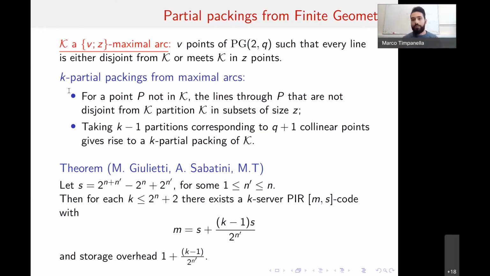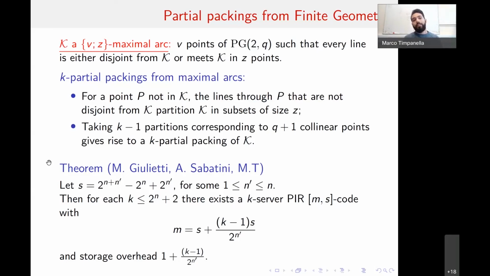Here the proof is similar to the one I showed before, because again we are taking lines of the projective space, and the only observation is that we cannot take 2 points lying on a secant line to the arc, because otherwise two distinct partitions will share a subset, so property B will not be satisfied.